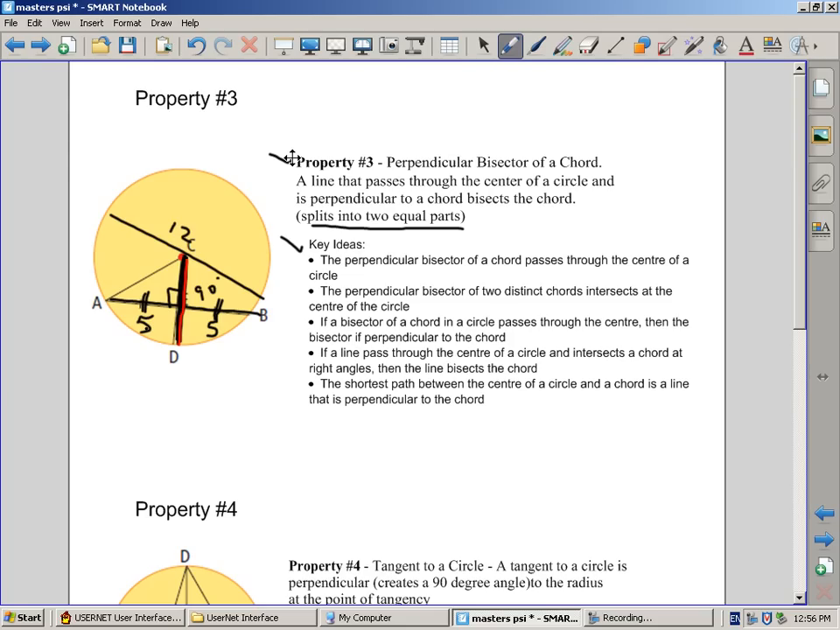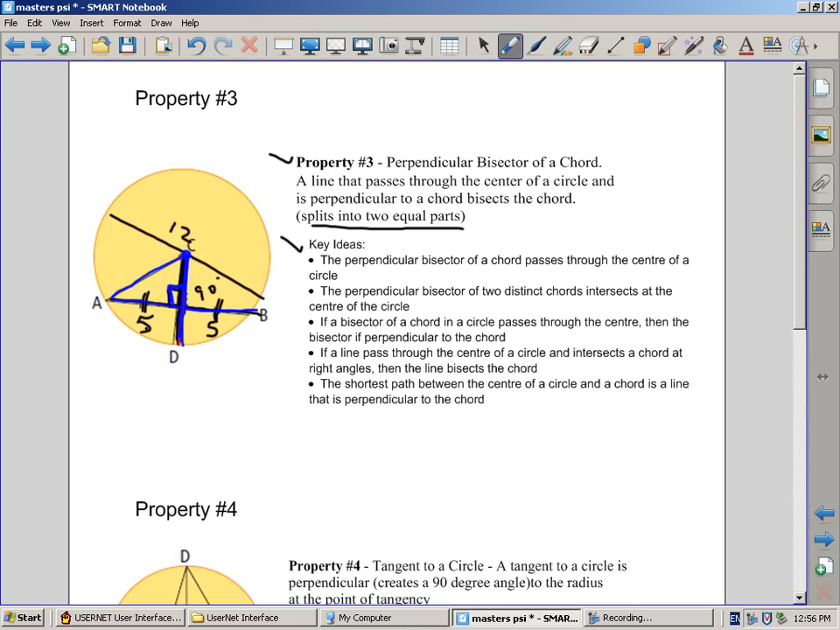The perpendicular bisector of two distinct chords intersect at the center of a circle. So we also know that we have a central angle here. If a bisector of a chord in a circle passes through the center, then the bisector is perpendicular. So indeed, if it does go through center, and it bisects this chord, then we have a 90-degree angle there.